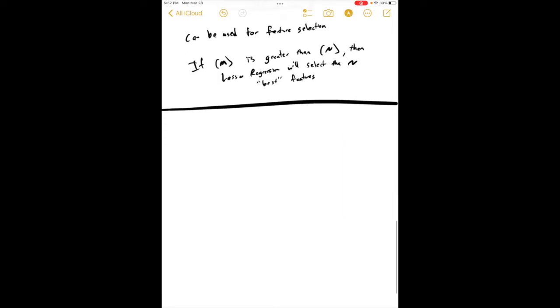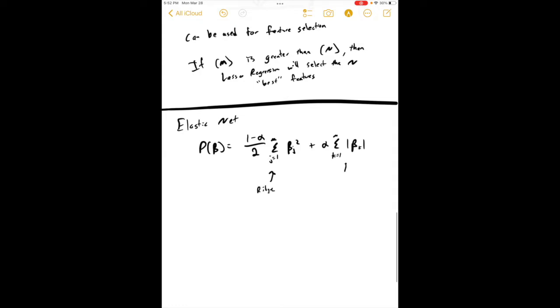Now the third one, and the most complicated, is called elastic net. And elastic net regression seeks to form a combination of ridge and lasso. So this penalty function, p of beta, is going to be 1 minus alpha over 2 times the sum from j equals 1 to m of beta j squared, plus alpha times the sum from k equals 1 to m of the absolute value of beta k. Alright, so this is like ridge, and this is like lasso. And so elastic net here is trying to find a balance between the two.